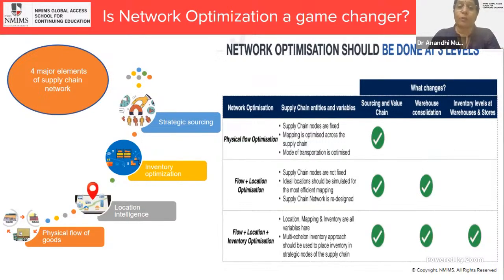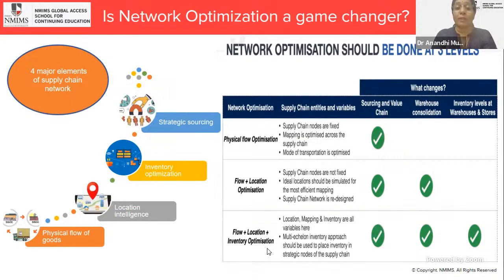So here you take flow plus location optimization. Supply chain nodes are not fixed. So here, if the Samsung AC is bought on an online platform, the customer nodes are not fixed. You have to deliver it to every customer touch point. Right. So multiple sellers are available, and multiple buyers are also available in different places. Okay. Fine. So that is where you have to focus on your flow plus location optimization.